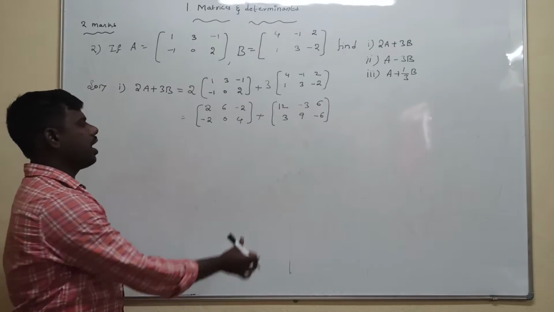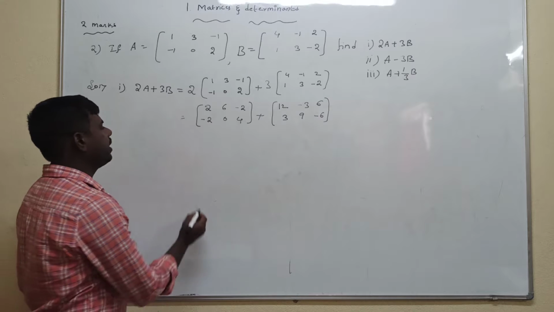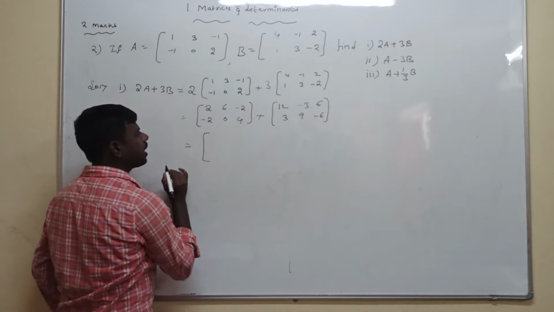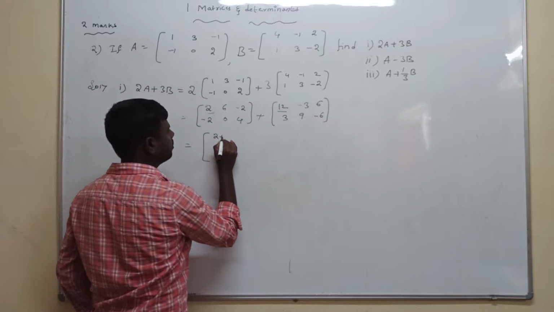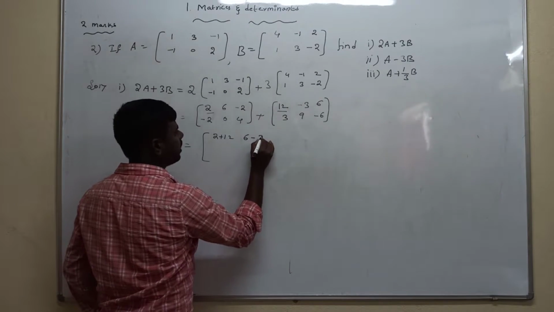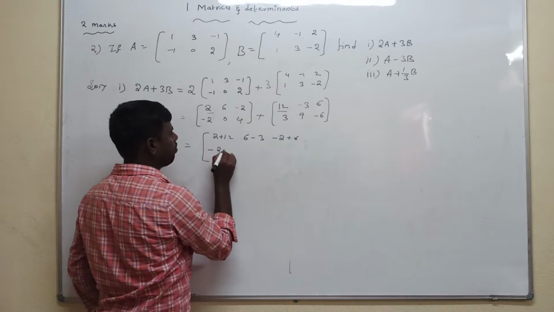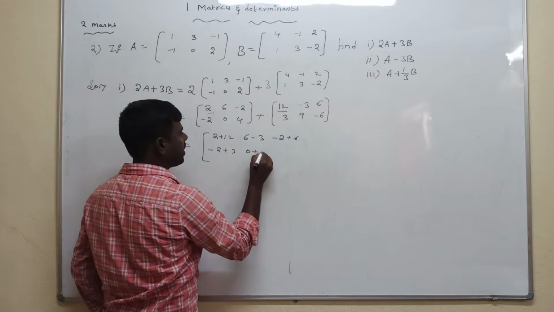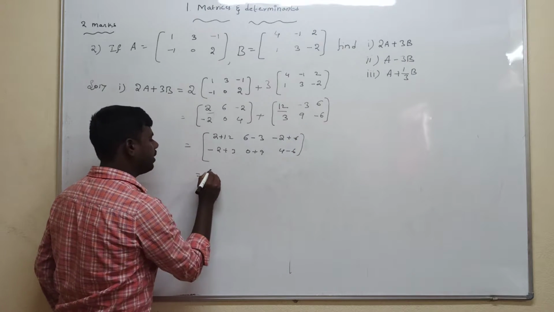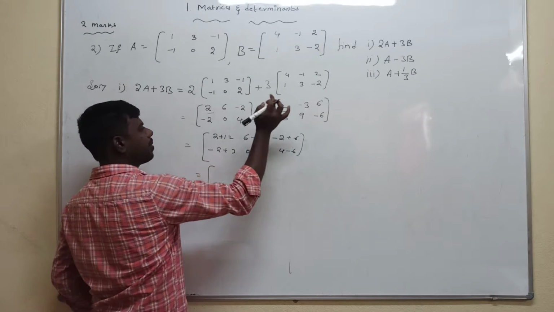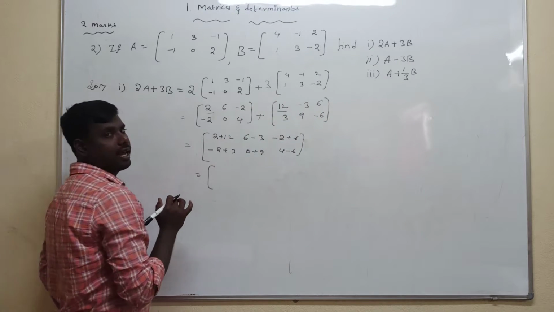Now addition of two matrices, that means we are adding corresponding elements, first element plus first element. 2 plus 12, 6 minus 3, minus 2 plus 6, minus 2 plus 3, 0 plus 9, 4 minus 6. We are adding corresponding elements, nothing but first element plus first element, second element plus second element, third element plus third. We can add like that.